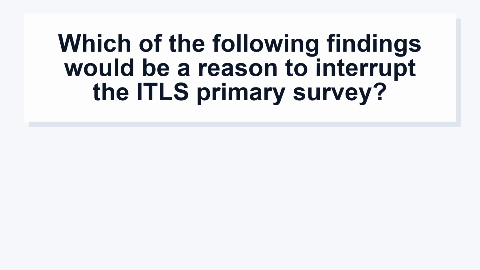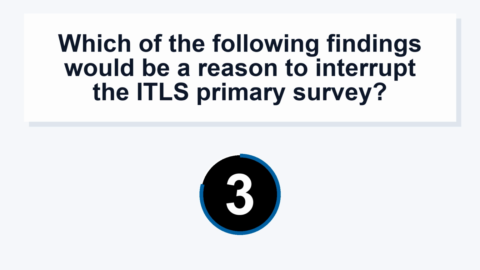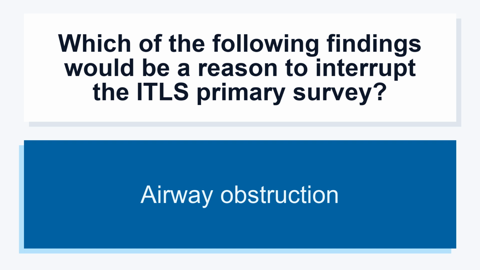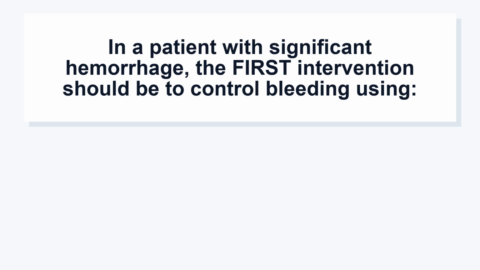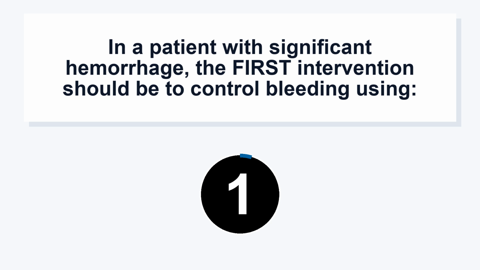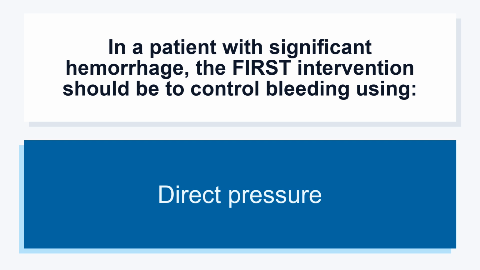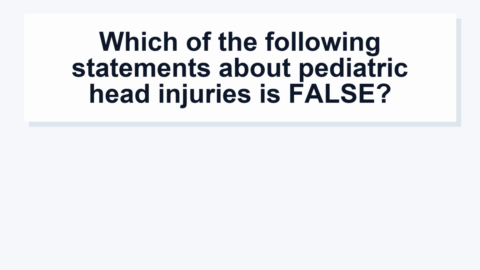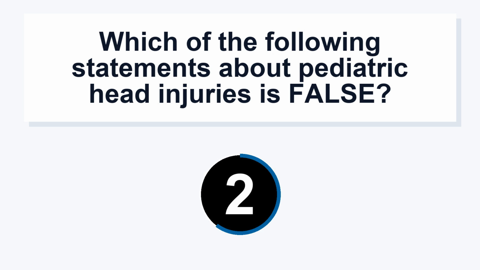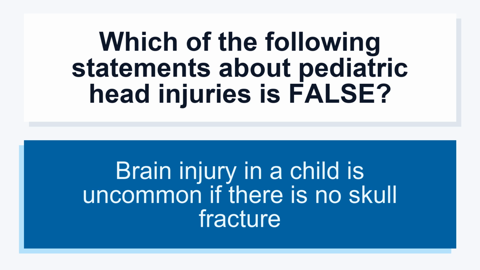Which of the following findings would be a reason to interrupt the ITLS primary survey? Airway obstruction. In a patient with significant hemorrhage, the first intervention should be to control bleeding using direct pressure. Which of the following statements about pediatric head injuries is false? Brain injury in a child is uncommon if there is no skull fracture.